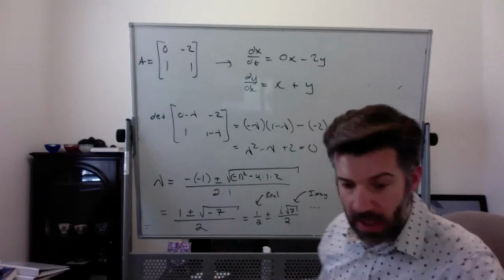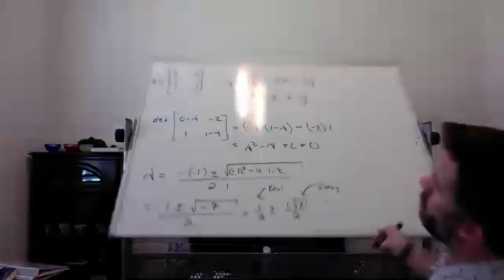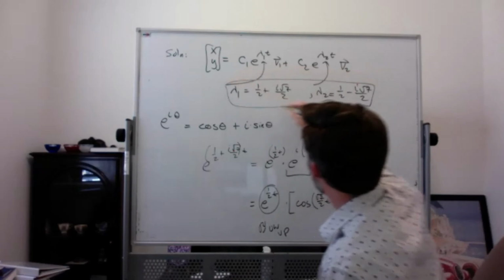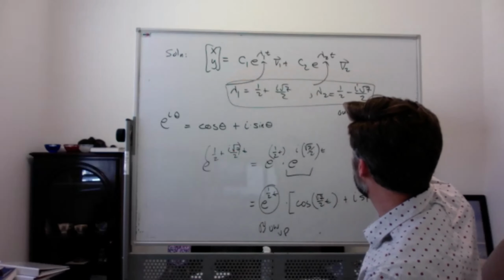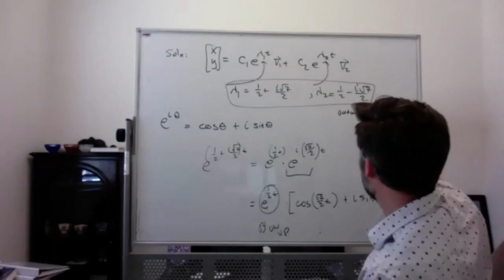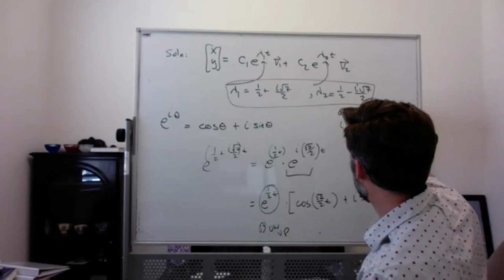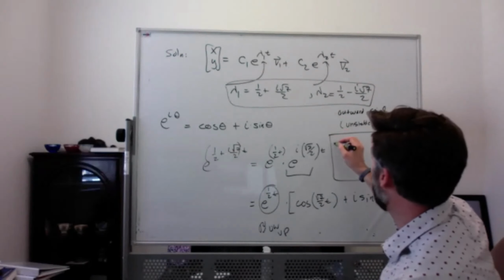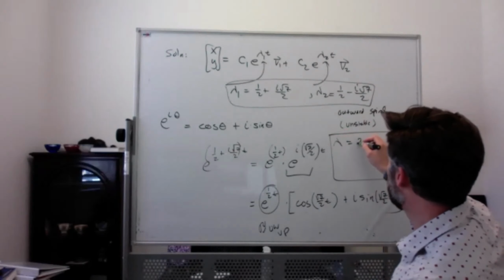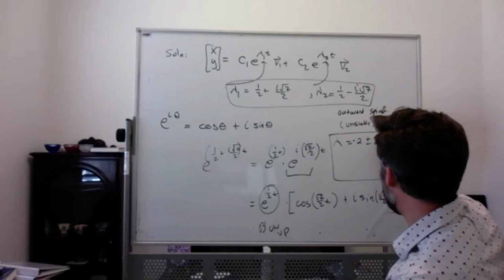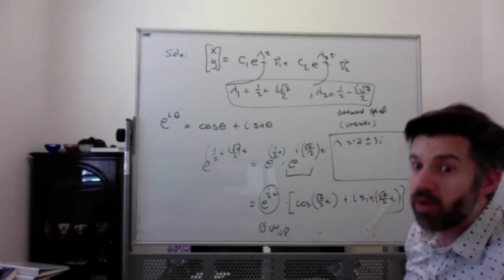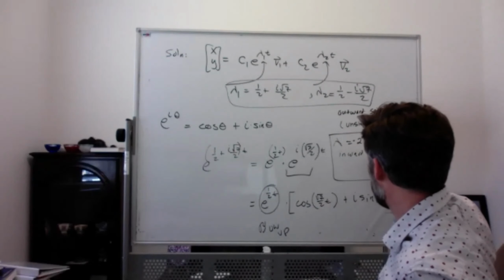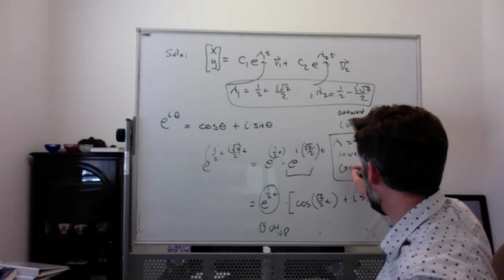So these eigenvalues correspond to an outward spiral, unstable. But if, for example, and I'm just going to make something up, if our eigenvalues were, say, -2 plus or minus 3i, where the real part is negative, then this would be an inward spiral, which would be stable.